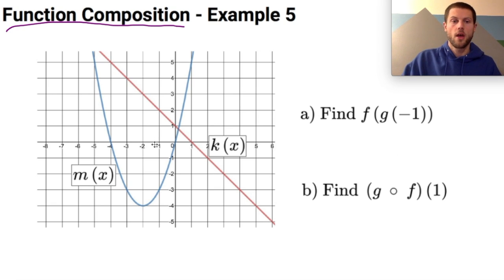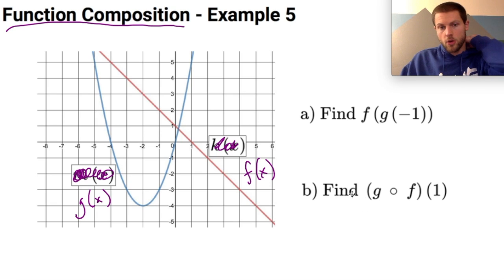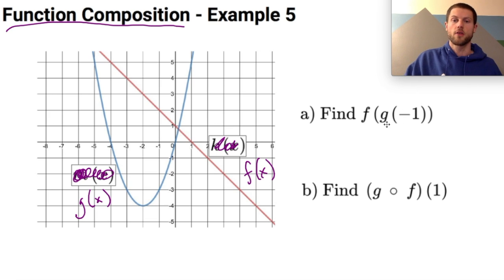And I want to talk about how we can use these graphs to make compositions of functions, or to evaluate compositions of functions. Actually, before we get started, I do have a little bit of a typo here. This function shouldn't be m of x. This one should be g of x. So let's call that g of x. And this one isn't k of x. This should be f of x. So that'll fit with our problems a little bit better. A little bit of a typo. So, okay, here I have two functions, and I want to find what f of g of negative 1 is.